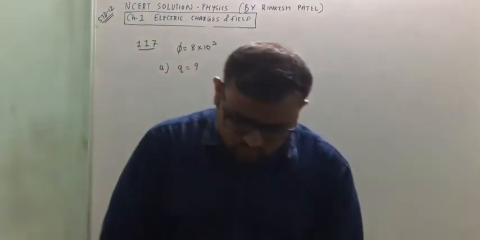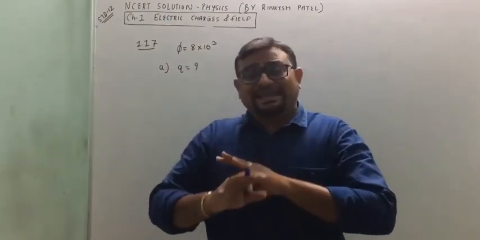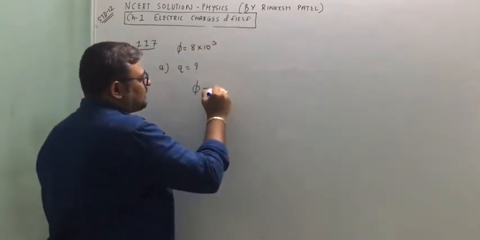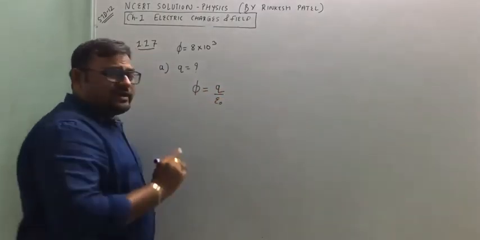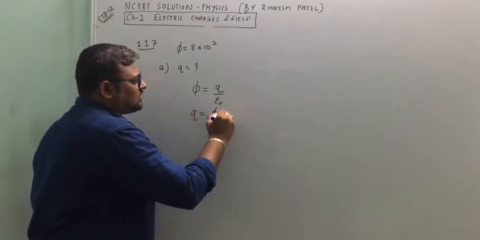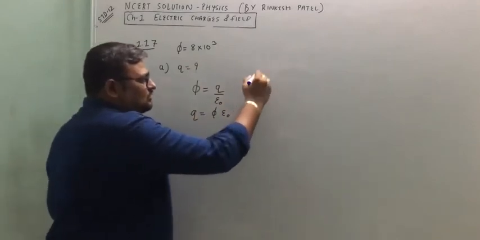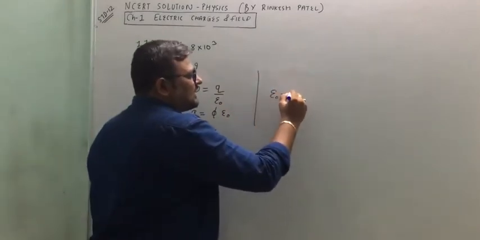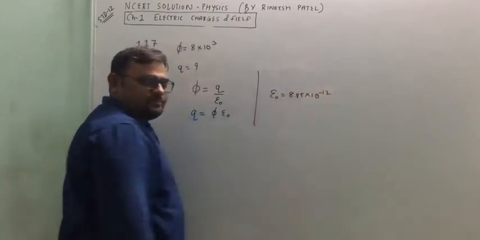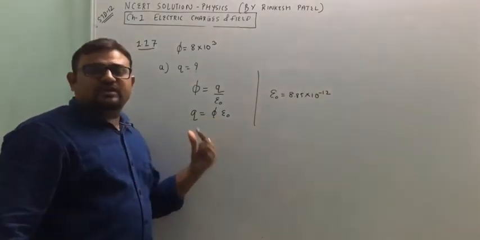Now if we use Gauss law, then the total flux coming out of any surface is equal to Q by epsilon 0. So flux is equal to Q by epsilon 0. We are already given the total amount of flux, so to find the charge, Q is equal to flux into epsilon 0. The value of epsilon 0 is 8.85 into 10 raised to minus 12. Just put the values of flux and epsilon 0, and you will get the value of the charge.